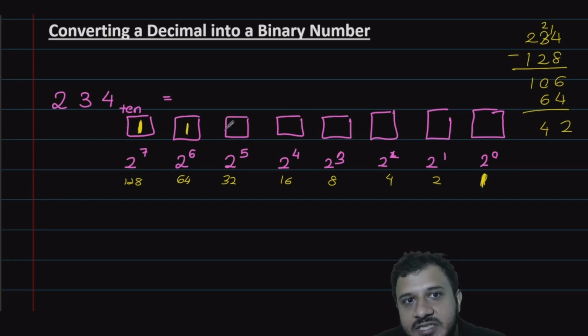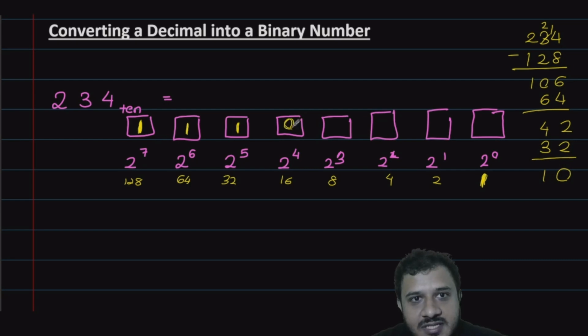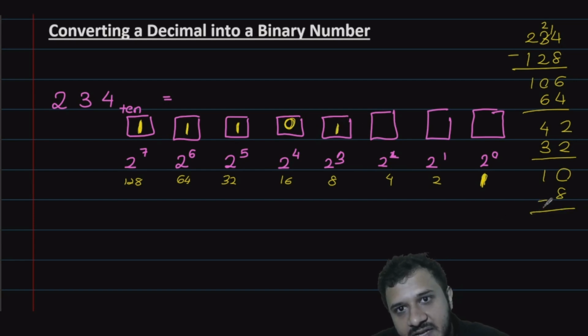Can I take 32 out of 42? Yes, I can take 32. Once I take 32, I'm left over with 10. Can I then take 16 out of this 10? No, so that's a 0. Can I take 8 out of 10? Yes, I can take 8 out of 10. Once I take 8 out of 10, there will be only 2 left over.